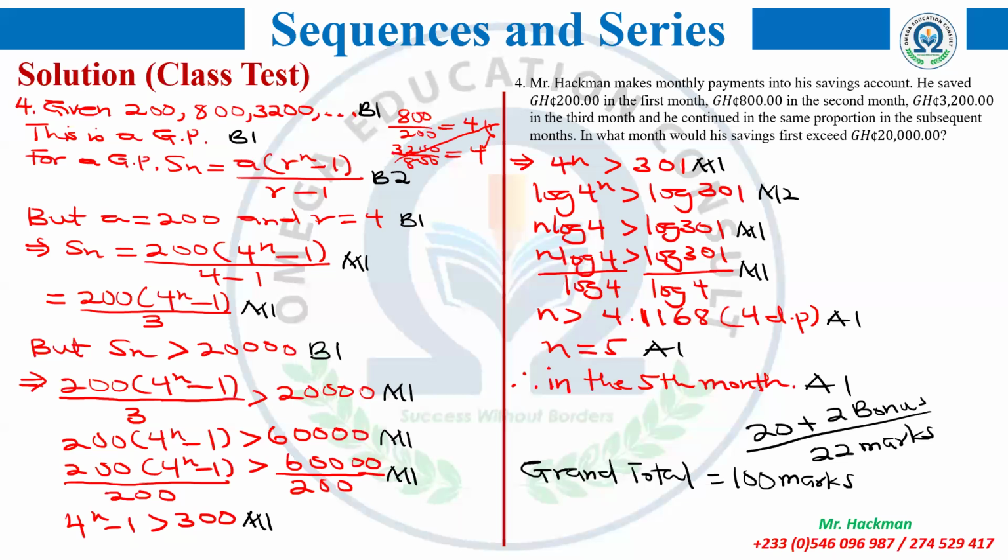So read the question again. In what month would his savings first exceed 20,000? His savings do what? Exceed. First exceed. So we are looking at the first month that it will exceed. That month that it will first exceed. So it will first exceed it in the 5th month. But it will exceed it going forward, 5th month will exceed, 7th month will exceed, 6th, what have you. But it will first exceed that in the 5th month. It cannot first exceed it in the 6th month, the 7th month.